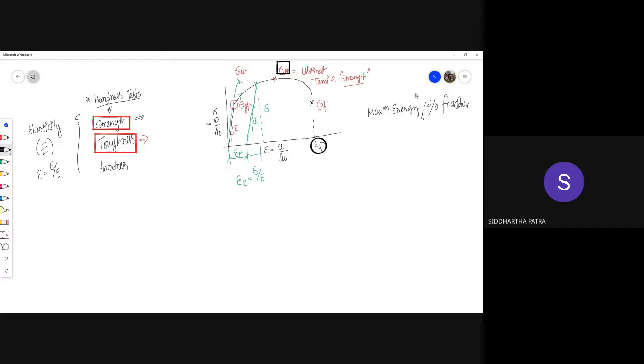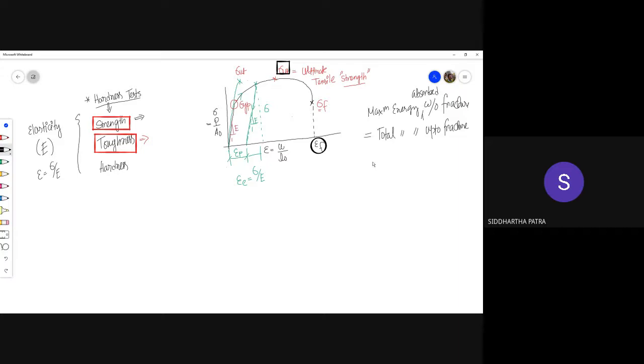Maximum energy that the material can absorb without having fracture. And the same term can be rephrased as the total energy absorbed up to fracture. They basically define the same quantity.